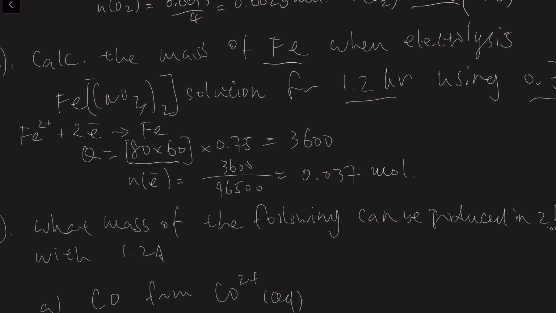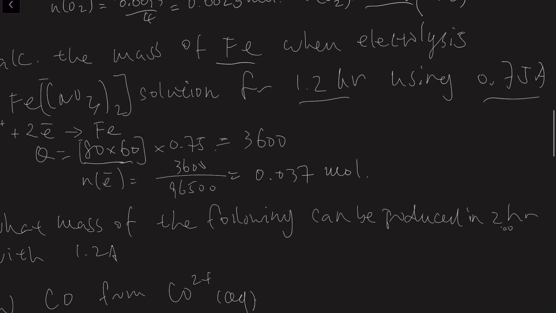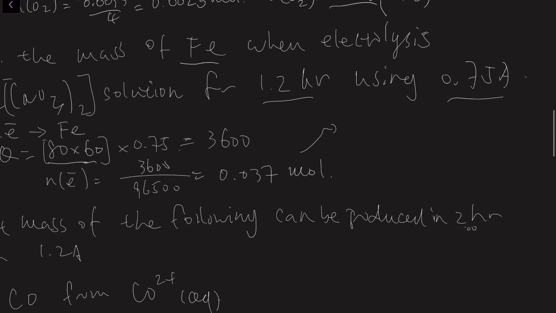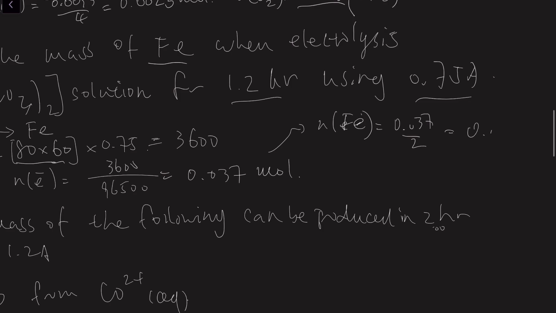So a way you can think about this is because we need more electrons, for a given amount of electrons we can produce less iron metal. So instead of multiplying by 2, you should somehow make the number smaller. The only way you can make it smaller is by dividing by 2. (0.019 mole).